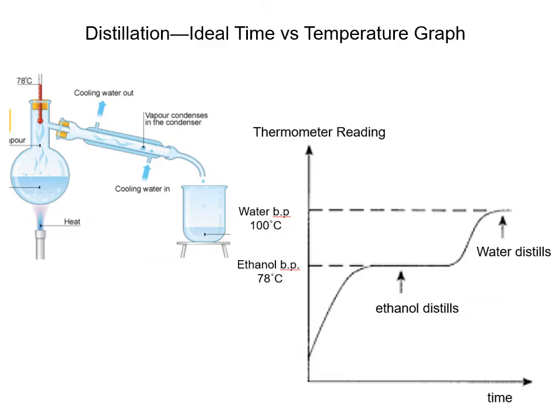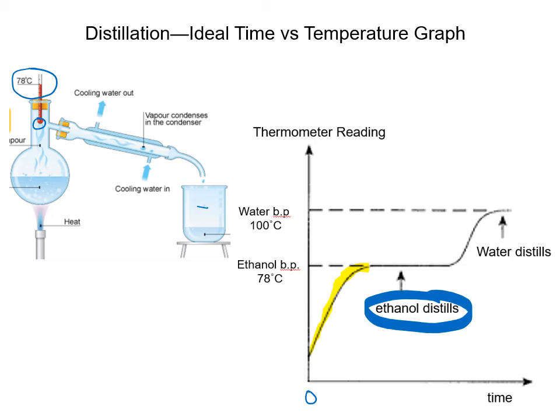So let's take a look at what happens if we record a time versus temperature graph. And we're going to be tracking the temperature right here where the bulb is. Initially, when we first start to heat the flask, the temperature is going to be at room temperature. As more and more of the vapor begins to approach the thermometer, we're going to see the temperature begin to increase. At the point where the ethanol is boiling, now we see that we are collecting the ethanol in this region here.